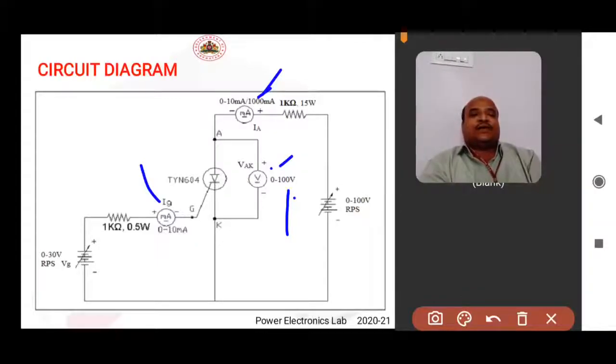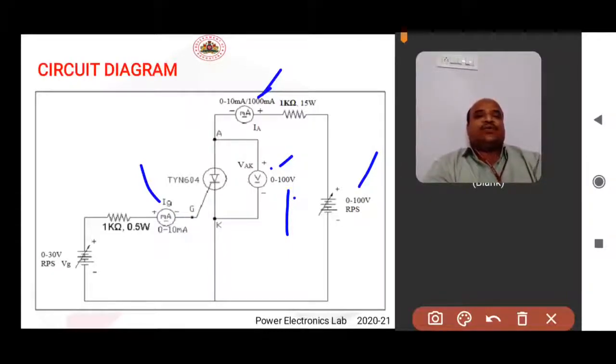Then once it is turned on, the gate loses its control. Then even if you increase the voltage, there is an increase in the current. You can note down these readings also.